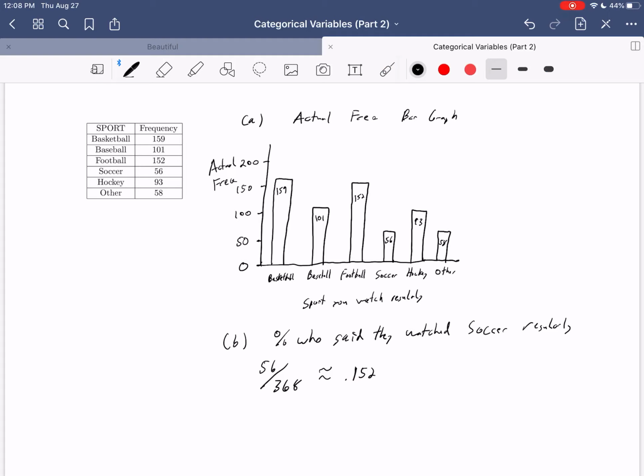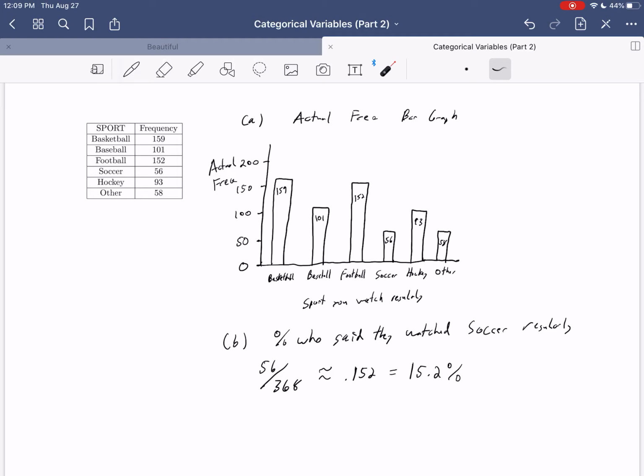And then, of course, that gives us a percentage with 1 decimal. So 15.2% of our sample said that they watched soccer regularly. Now, you might say, could we go through and do this for all of them? For sure, we could easily go through and get the percentage for each category that watched each sport regularly.